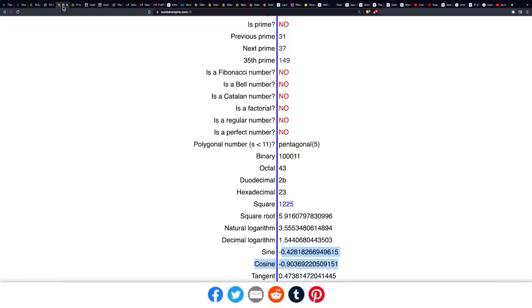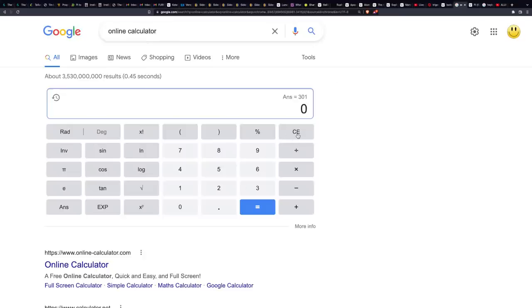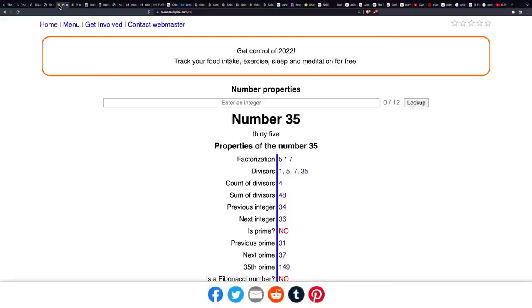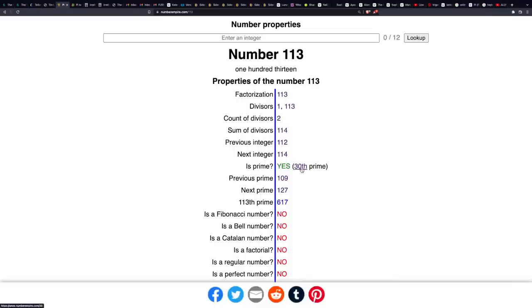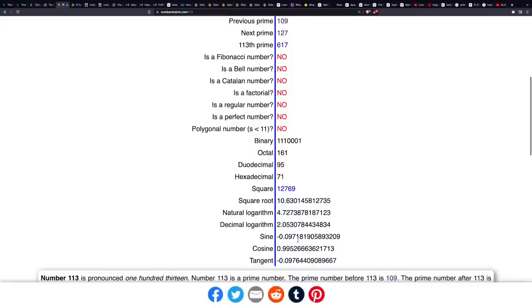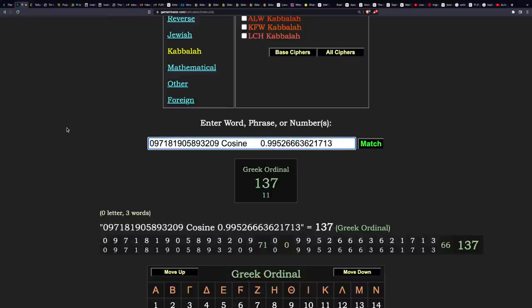And if you do the 113, let's just show you again. When we get 56 plus 57, you're going to get 113. So we want to do the sine and cosine wave of that. 113 is the 30th prime number, tied to the rabbit, follow the rabbit down into time. We do the sine and cosine wave of this, put it in here, copy paste, and look at what number we get.